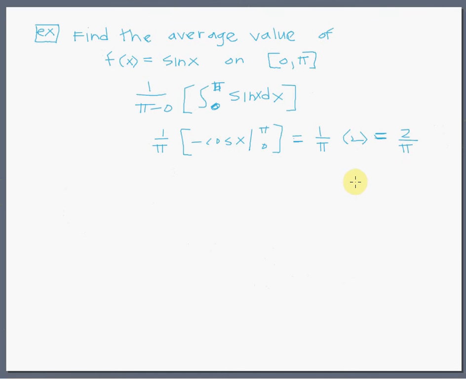Okay, so that's pretty much what you need to know about the mean value theorem. They're going to ask you to find the average value, and you need the mean value theorem to find the average value of a function.